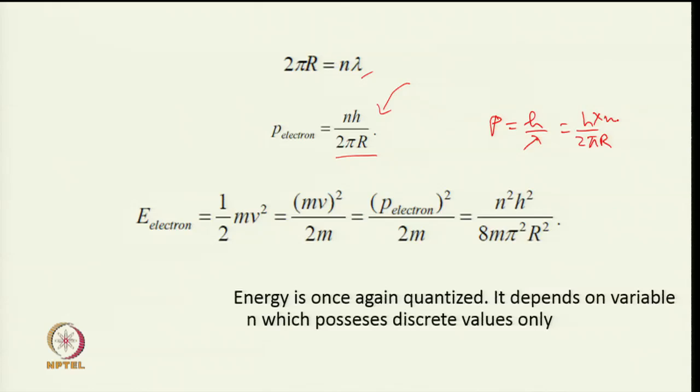And now, once we know the value of p, we can calculate the energy of the electron, and that will be given by p square by 2m. So, p is equal to n h by 2 pi r. Take the square of this and divide by 2m, you can get the energy of the electron. And now, you can see energy is once again quantized, because n can only take values 1, 2, 3. So, it depends on variable n, which possesses discrete values, and so we have only discrete energy levels.